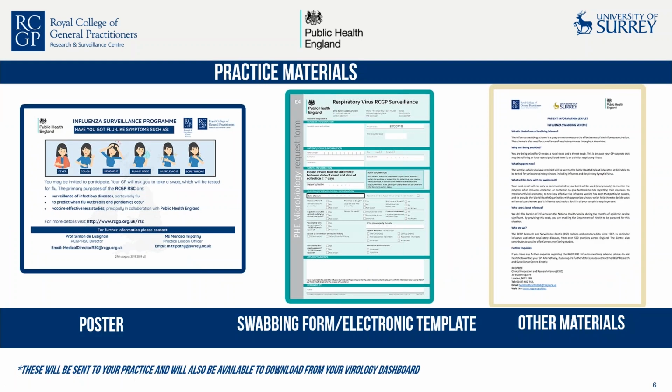You will also receive electronic copies of materials from us. So this will include a copy of the poster. Please display this at your practice. You will also receive printed copies of the swabbing form with your kits that you receive next week. However, we will send you a template to complete this electronically. Please use this as it will save you quite a bit of time. We will also send you a bookmark with all the codes that you might need. I will cover a bit more on this later. All of these materials that you need will also be available for you to download from your personalized dashboard.